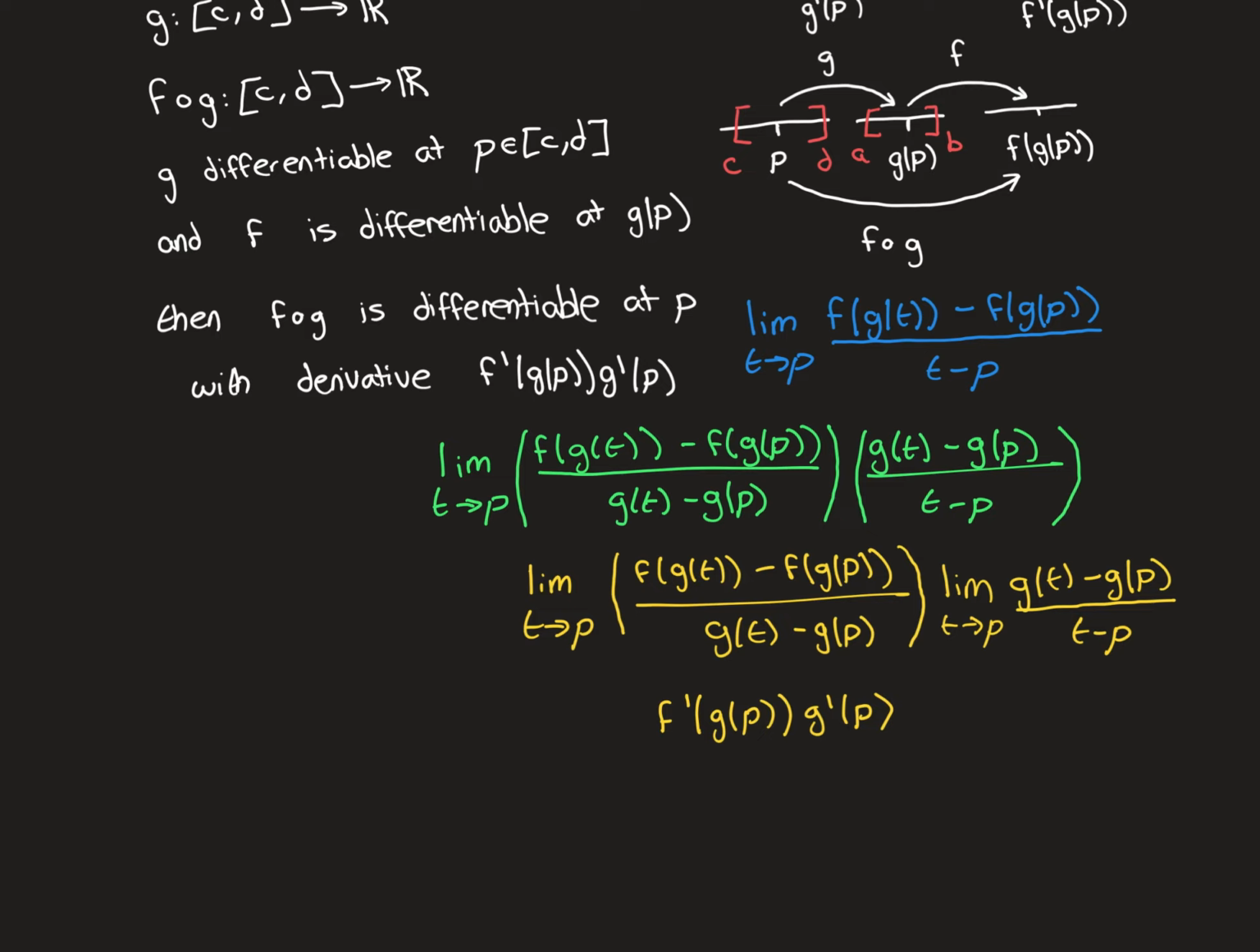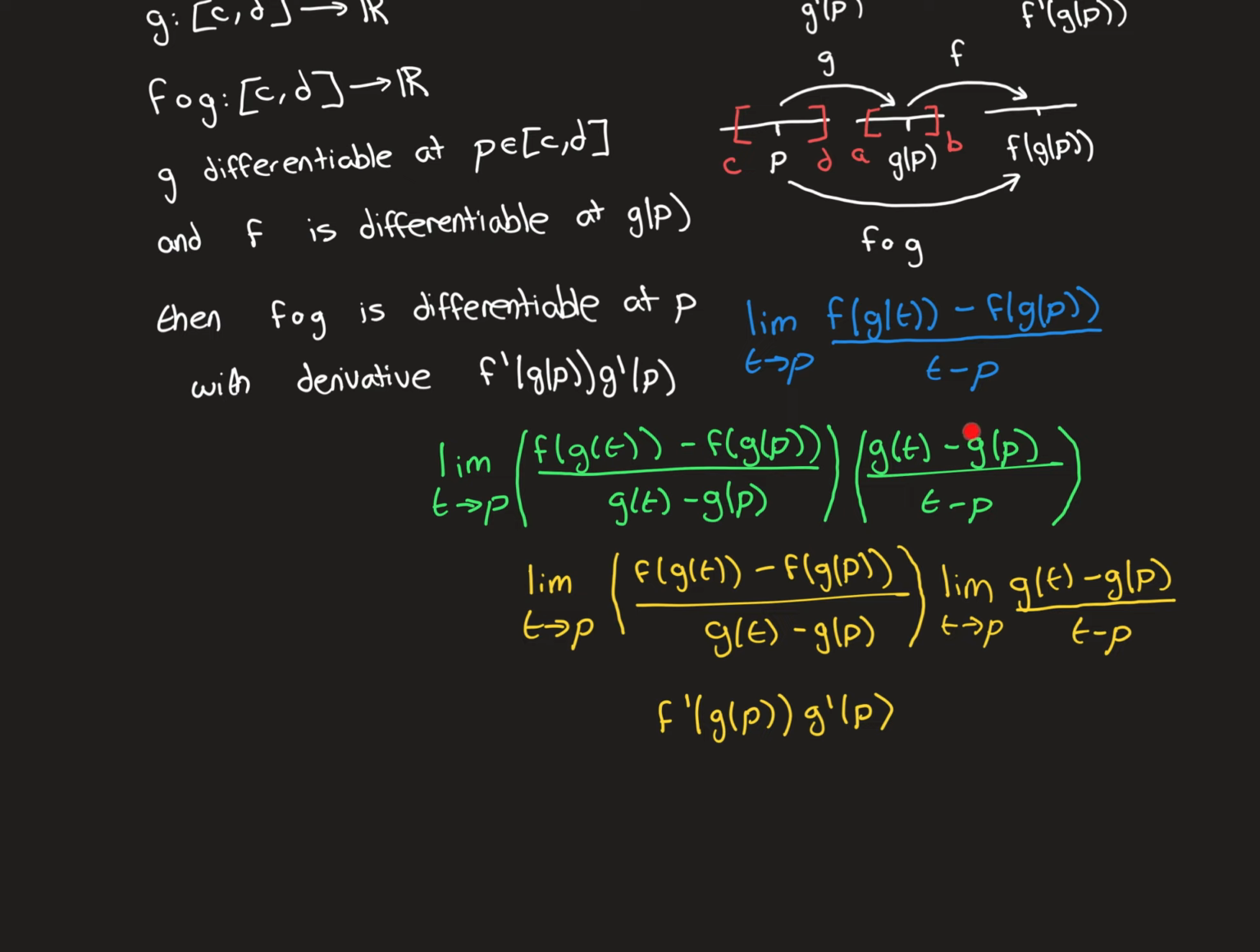This one is equal to this, therefore this is equal to this, therefore this is equal to this. Therefore, our composite function is differentiable at the point p, and its derivative is this. So unfortunately, this argument is flawed. We can fix it, but as it stands, it is flawed. And let me show you where the flaw first comes in.